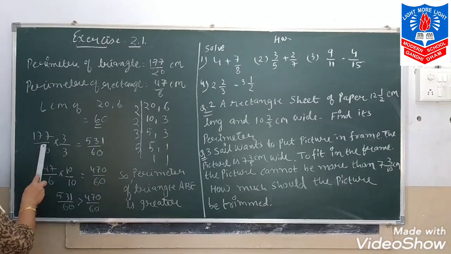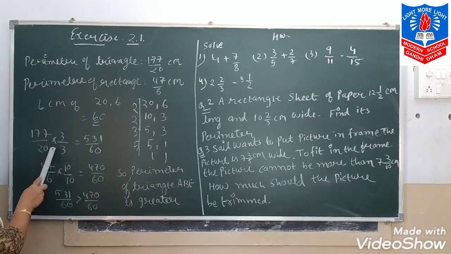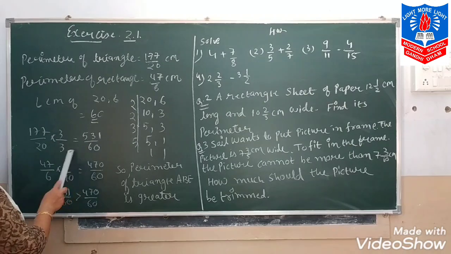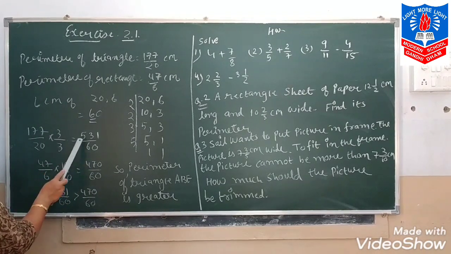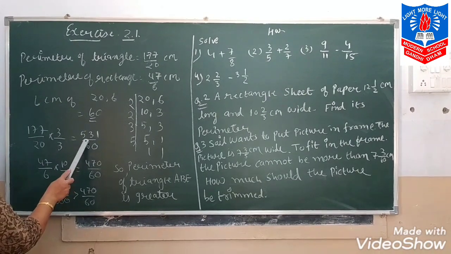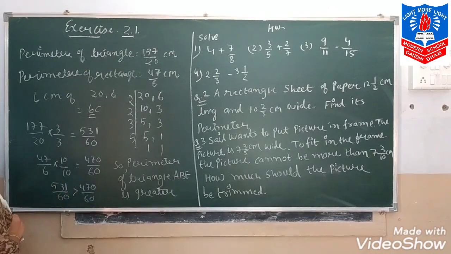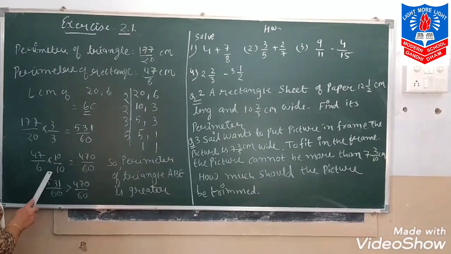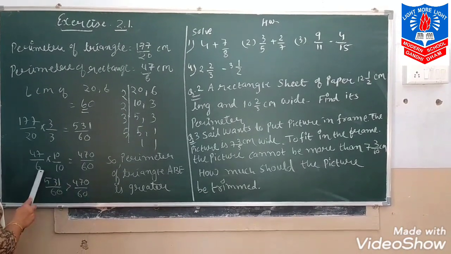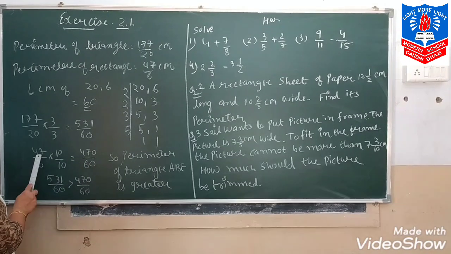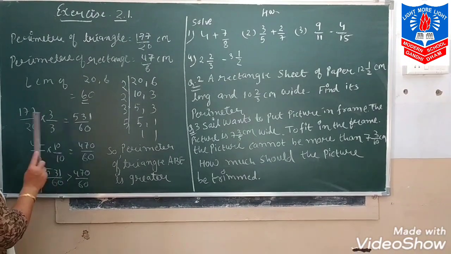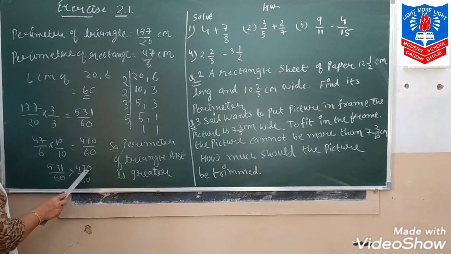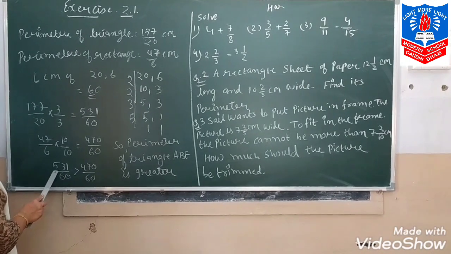First, 177 upon 20 we multiply by 3. So we will get LCM 60. 177 into 3 is equal to 531. 531 upon 60. 47 upon 6 we multiply by 10. So we will get our LCM. 6 tens are 60. 47 tens are 470. See here 531 upon 60 and 470 upon 60.